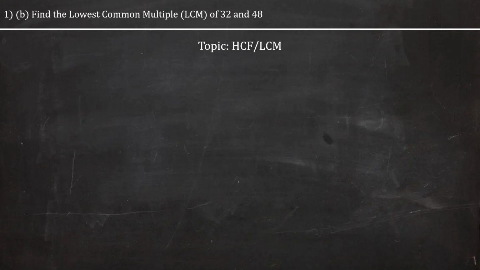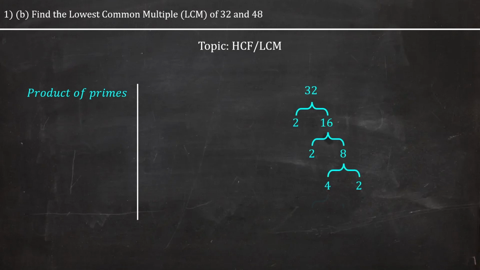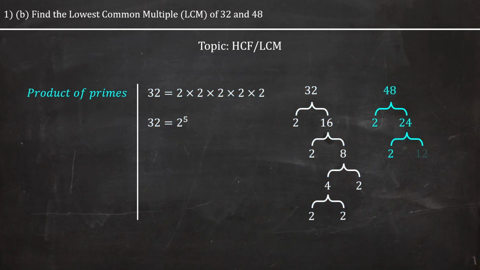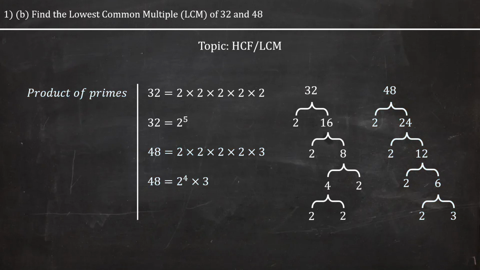B, find the lowest common multiple of 32 and 48. So we start the same way, product primes. 32 is 2 and 16, 2 and 8, 4 and 2, 2 and 2. So 32 is 2 times 2 times 2 times 2 times 2, which is 2 to the 5. 48 is 2 and 24, 2 and 12, 2 and 6, 2 and 3. So 48 is 2 times 2 times 2 times 2 times 3, which is 2 to the 4 times 3.